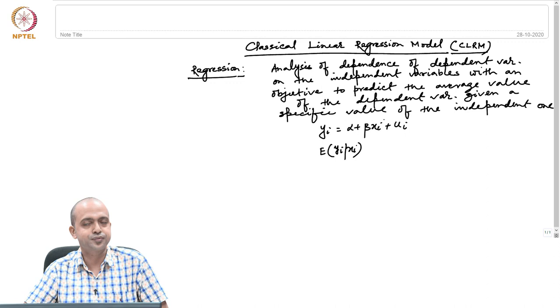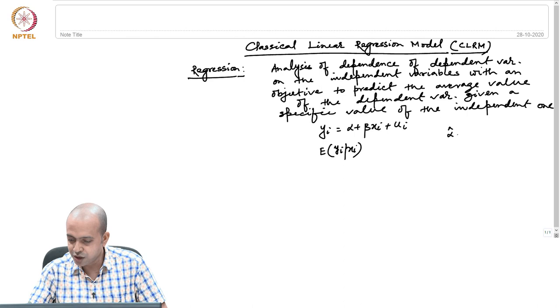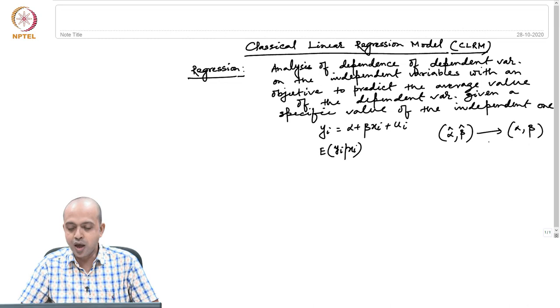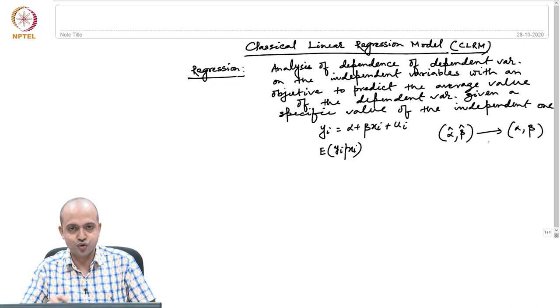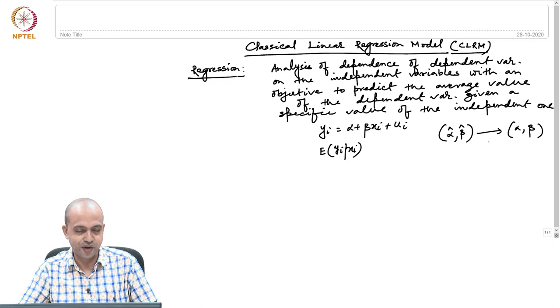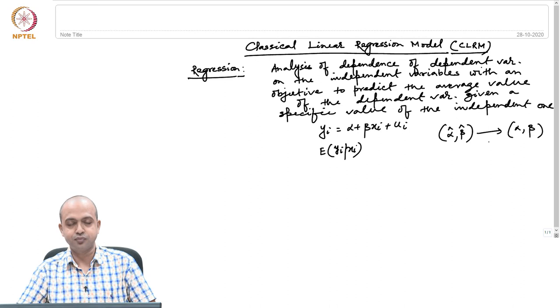Now, why are we doing this regression analysis? Because, if you recall from yesterday's class, our entire objective is to draw inference about the true population parameters alpha and beta with the help of alpha hat and beta hat. Alpha hat and beta hat are used to draw inference about the true population parameters alpha and beta. And how do you estimate this alpha and beta? That is by regression analysis. So that is why regression analysis is so important in econometrics, and there is only one technique called regression to estimate alpha hat and beta hat with an objective to draw inference about the true population parameters alpha and beta, right?